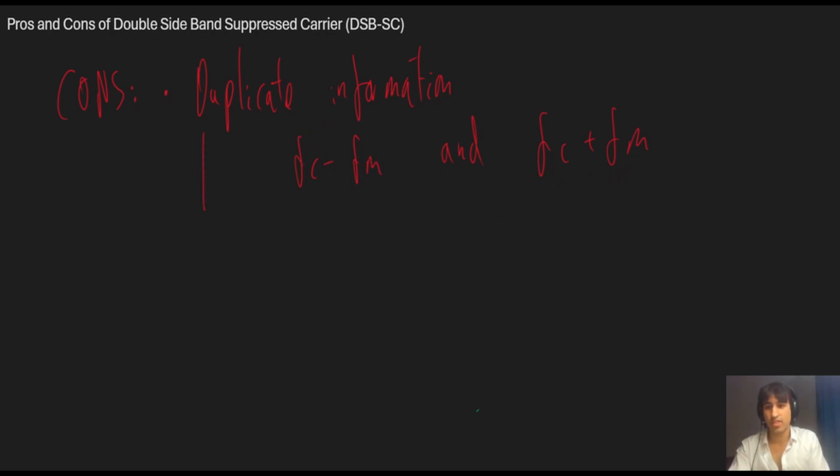Okay, now let's look at the cons of the double sideband suppressed carrier. So cons. So the main one being we duplicate information. Remember that we have FC minus FM and FC plus FM. They are both the same data sent, the same signal is sent, or same information is sent, just at a different frequency band. So duplicate information means we actually waste power on that. We waste power on duplicate information.